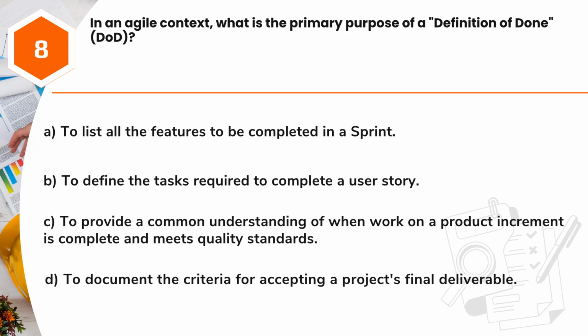Question 8. In an Agile context, what is the primary purpose of a definition of done, DOD? A. To list all the features to be completed in a sprint. B. To define the tasks required to complete a user story. C. To provide a common understanding of when work on a product increment is complete and meets quality standards. D. To document the criteria for accepting a project's final deliverable.